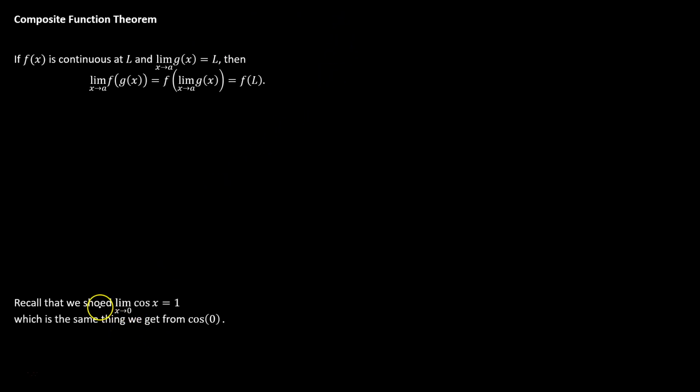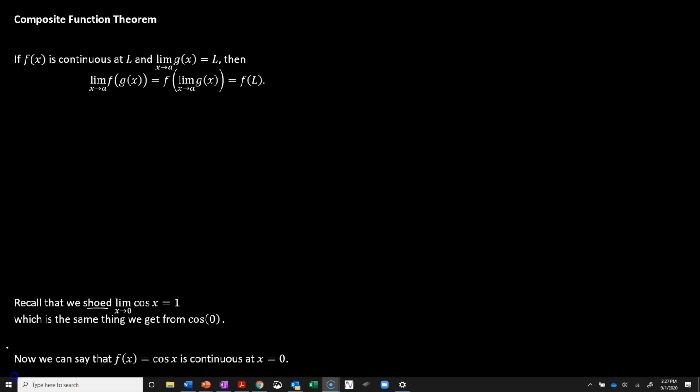Recall that we've already shown that the limit as x approaches 0 for cosine x is equal to 1. And that's actually the same thing as if we had just plugged 0 into cosine x. Now, we did a lot of work to prove this statement, and now it seems kind of trivial. What we're saying is, if you want to know what the limit of cosine x is when x is approaching 0, just plug 0 into cosine, and then you'll find out it's equal to 1.